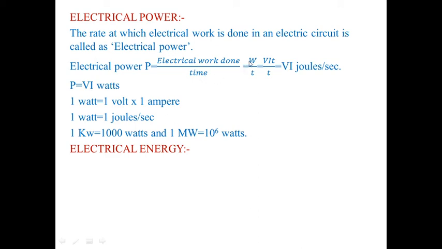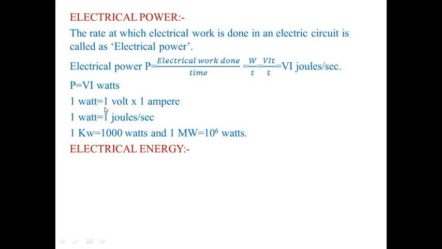So, electrical work done is W divided by time T, and W we can write as V into I into T, that is voltage into current into time, divided by time. So electrical power is the product of voltage into current, joules per second. Therefore, power is nothing but the product of voltage into current, in watts.